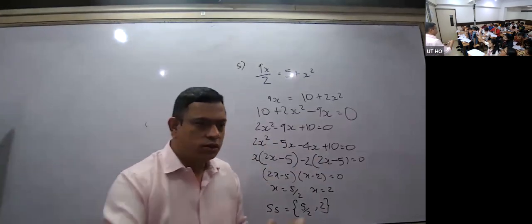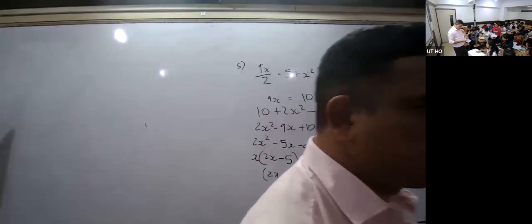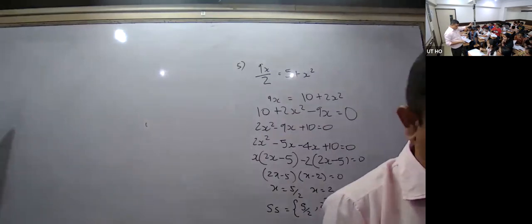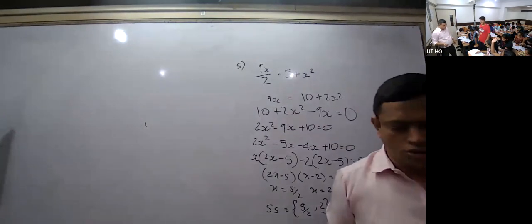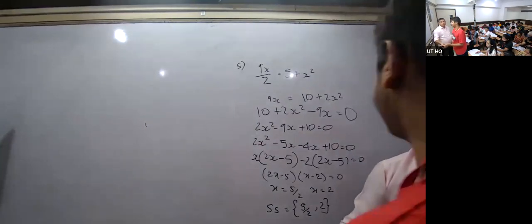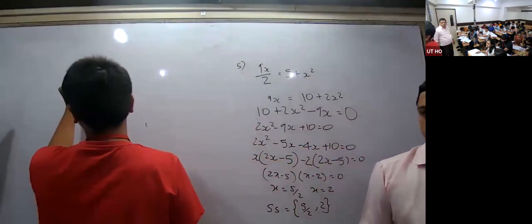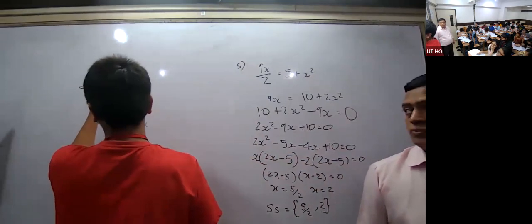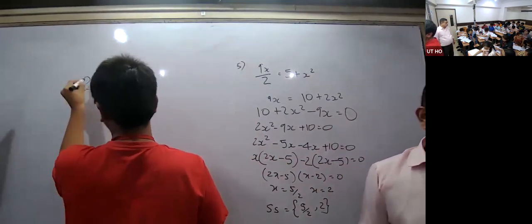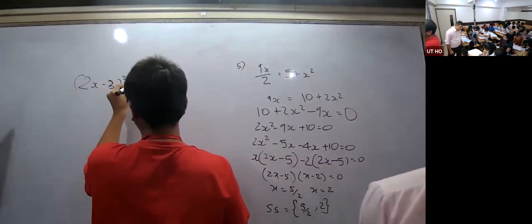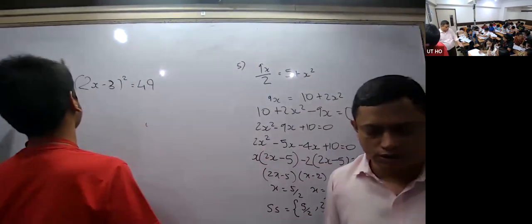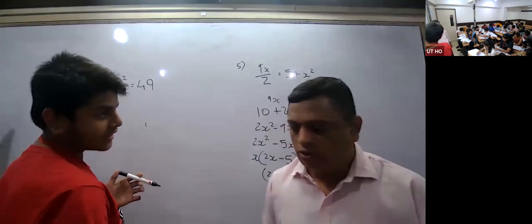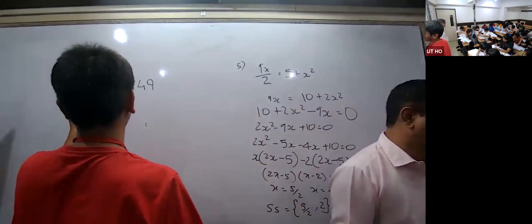Yes, sir, come here. What happens? I don't know. You don't know, we'll do now. Come now. I did this question on the board only. 2x minus 3 whole square, without the factor. Right, 2x minus 3 whole square is equal to how much? 49. This is not the factorization method, okay? Keep that 49 to the left side.